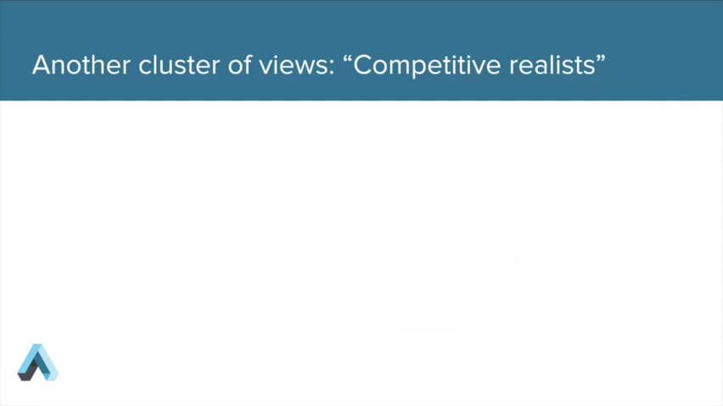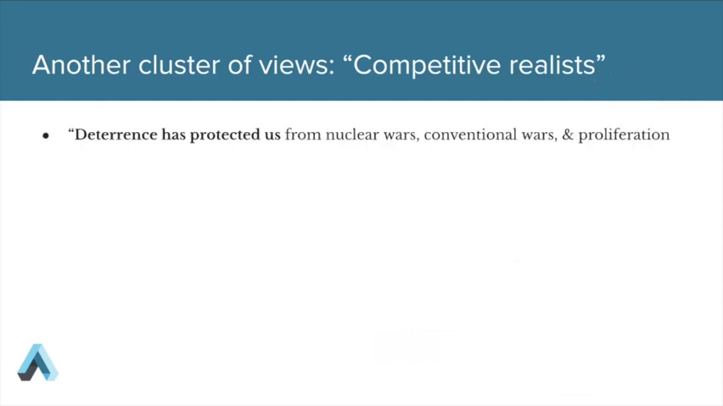international relations sense. So this might start with deterrence has protected us from nuclear wars, conventional wars, and proliferation. The fact that people have nuclear weapons means that you don't want to attack them because then they might nuke you. And it does seem that we definitely haven't had nuclear conflict for over 70 years. It appears that we have had less conventional war than usual.